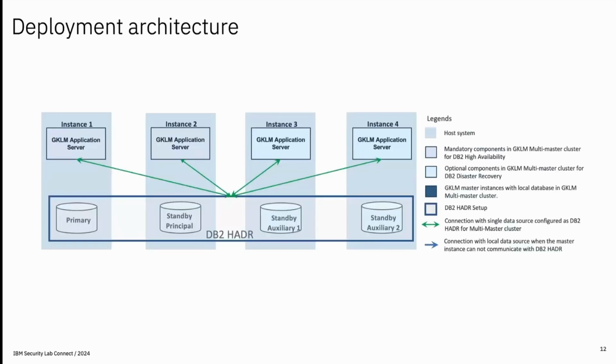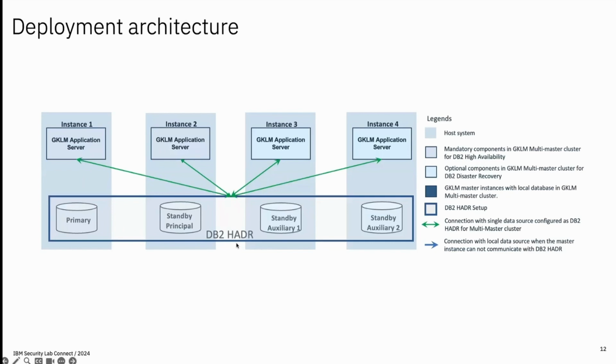Moving to the next slide for the deployment architecture. A multi-master cluster is an advanced configuration method. The cluster consists of multiple GKLM servers. Each server is called a master server. All the master servers point to a single data source that is configured for DB2 high availability disaster recovery.